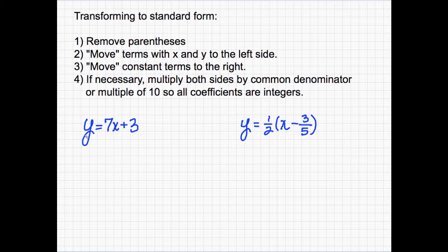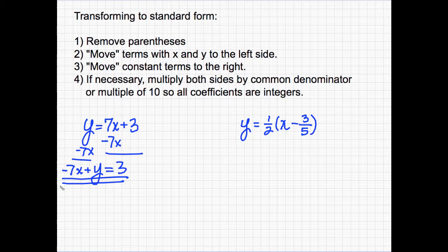There's no need to remove parentheses because there are none, but the x and y terms are not both on the left side, so we do need to move them. So we'll subtract 7x from each side, and we're left here with negative 7x plus y equals 3. This is now in standard form.